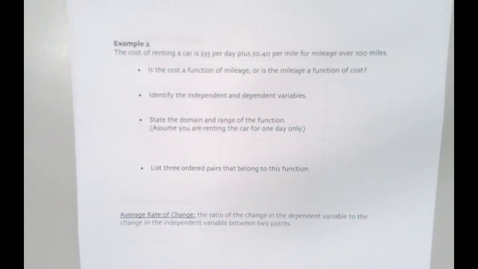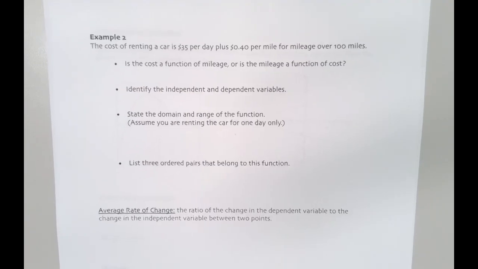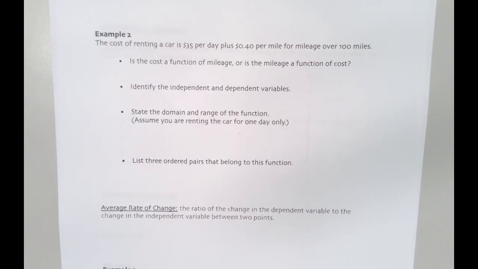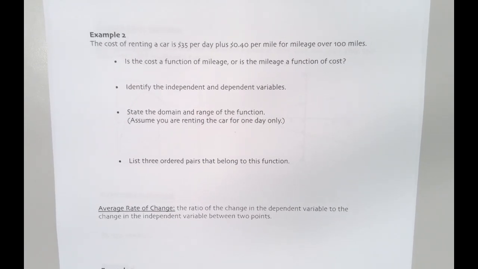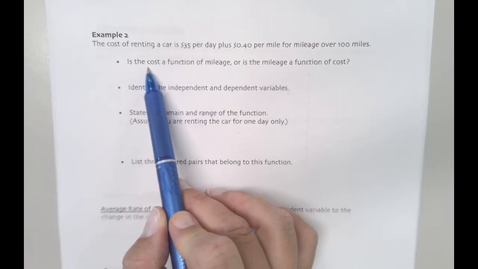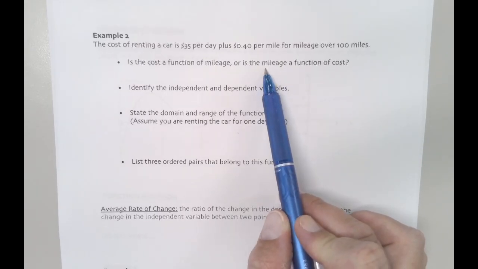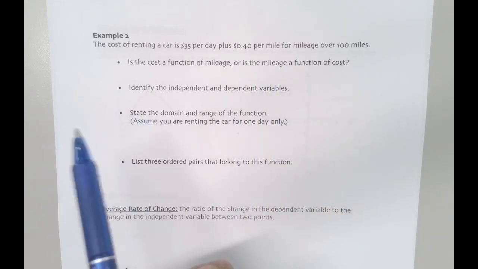Next up, example 2. Cost of renting a car, $35 a day, 40 cents a mile for mileage over 100. Okay, so this actually gets a little bit tricky. First question here is, is cost a function of mileage or is mileage a function of cost? Really, this is asking you which is independent and which is dependent, okay? Does the mileage depend on the cost or does the cost depend on the mileage? That's how you would read this.